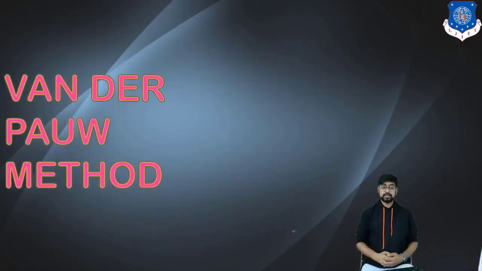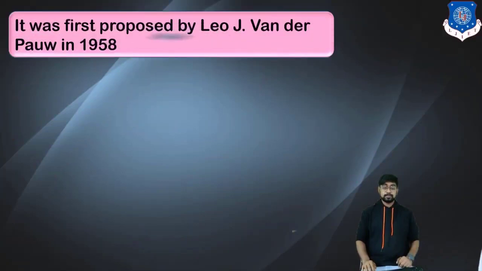Now, in today's session, we will discuss the Van der Pol method. Van der Pol method is another resistance measurement or resistivity measurement technique. It was first proposed by Leo J. van der Pauw in 1958.